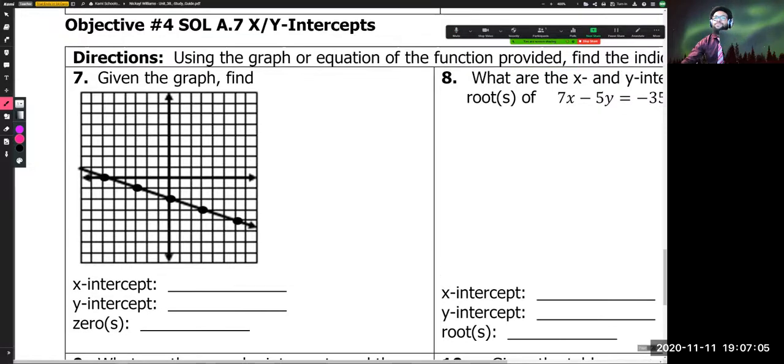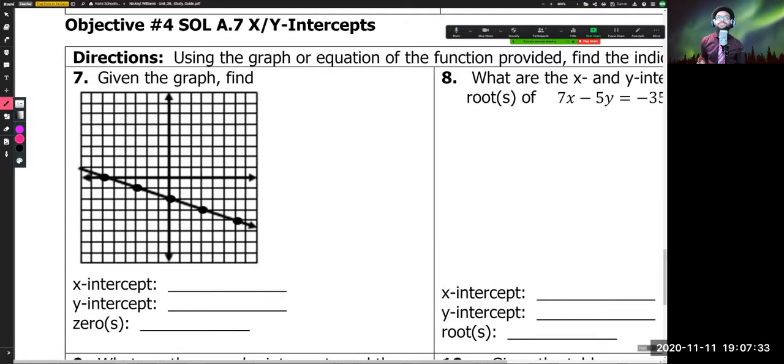So our x-intercept. What is an x-intercept? If you think back to that last set of notes we did, the notes we had on Tuesday, we went through what an x-intercept was and what a y-intercept was. An x-intercept is just where that graph crosses our x-axis, where it touches that x-axis, okay? And our y-intercept is where our graph touches the y-axis.